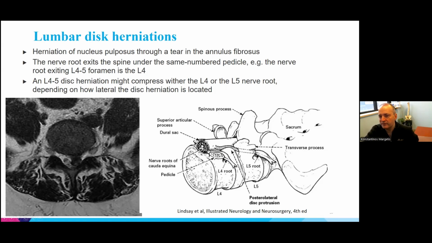So when the surgeons or the interventional spine specialists evaluate the MRI, we try to correlate where the pain is, and whether the disc herniation that we see on the MRI correlates with the distribution of the pain.